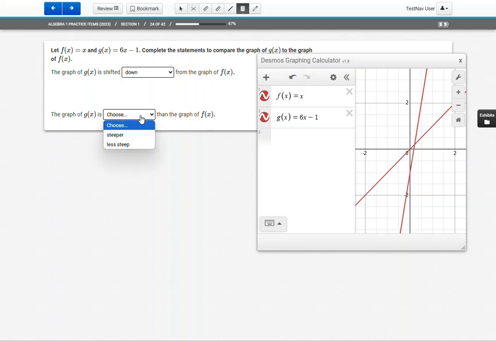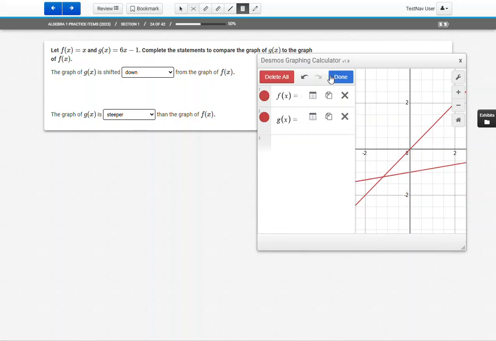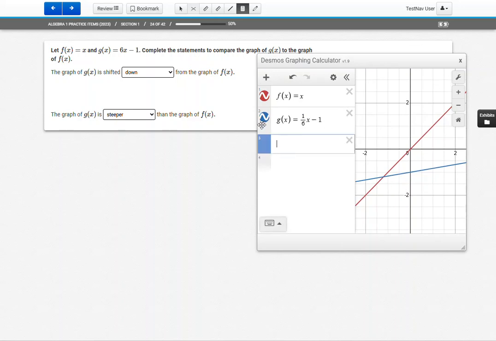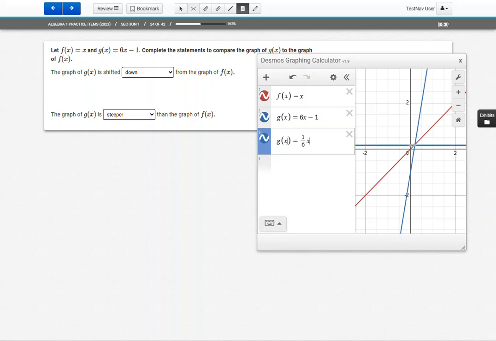And then the graph is steeper or less steep? Well, it's definitely steeper. Okay? Less steep would look something like this. Let me change the color of the graph so you can see the difference. Okay? So less steep looks like that. And then steeper looks like that. Less steep would be like a fraction. Okay?